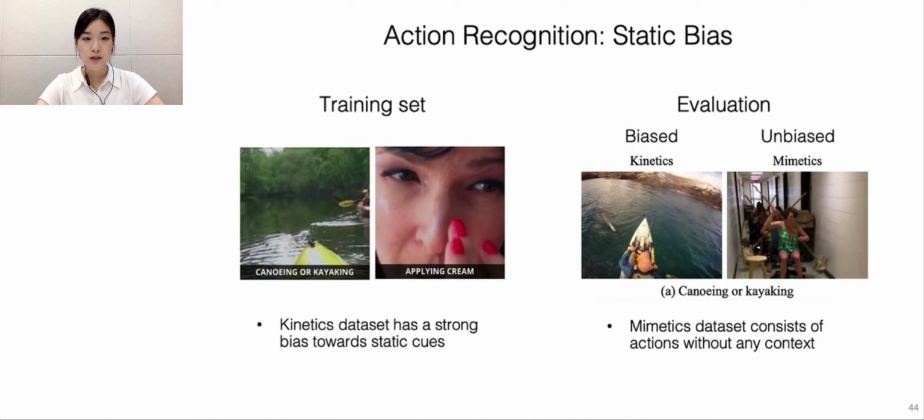In this experiment, we first train our models on the Kinetics dataset, which has a strong bias towards static cues. And for evaluation, we get the biased metric by testing on the original Kinetics test set, and we get the unbiased metric by testing on the Mimetics dataset, which has videos of a mime artist doing the same actions without context.